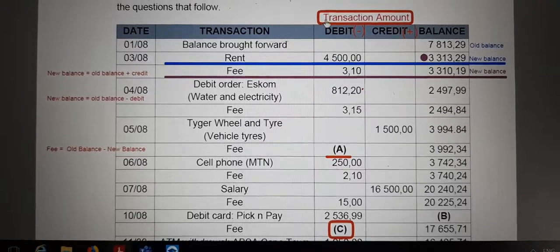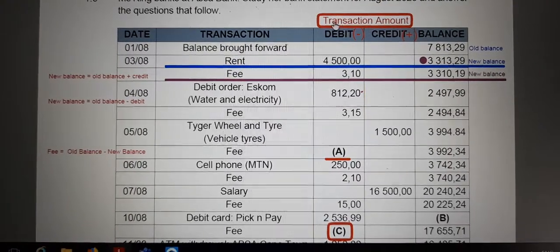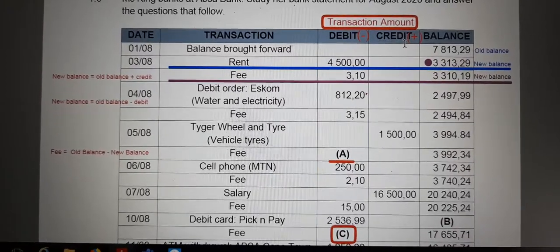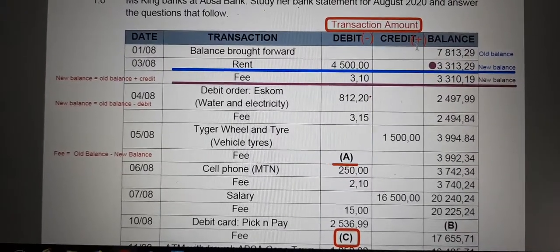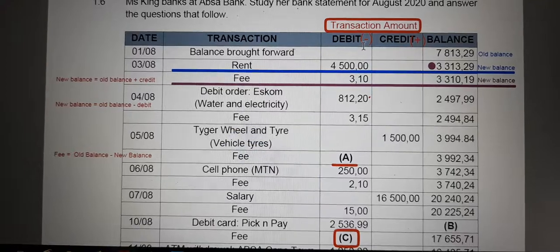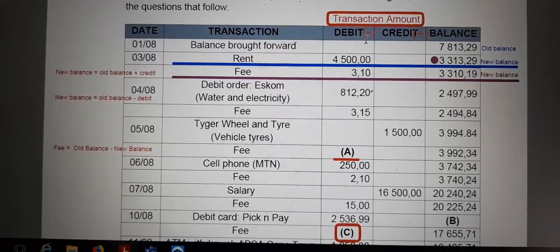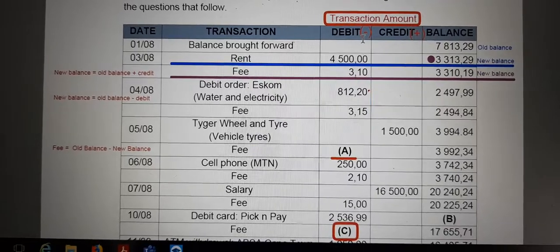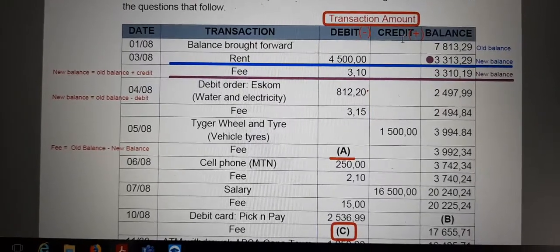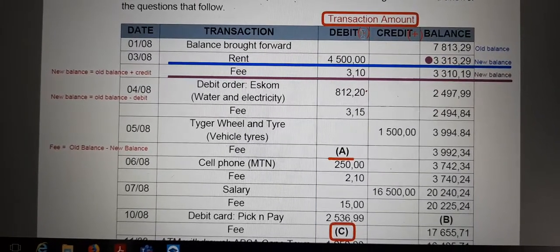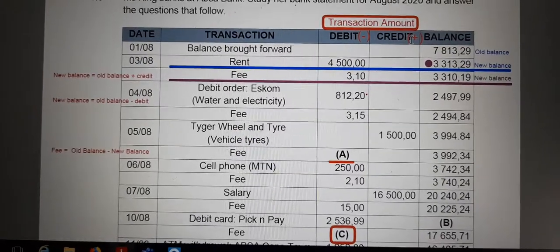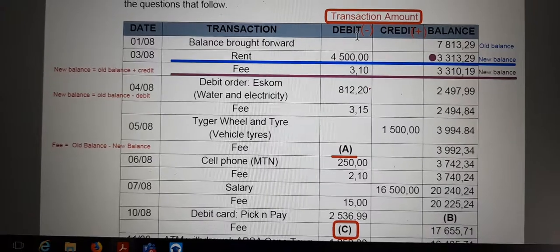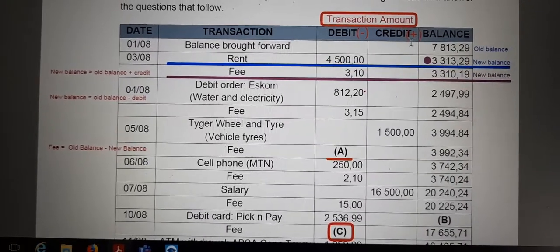So you must know that those are transaction amounts. A transaction amount can either be a debit or a credit. A credit is positive, a debit is negative. Okay, let's get that right. I will show you how to use it. Let's rephrase and say that the credit you add, the debit you minus. Debit you minus, the credit you add.